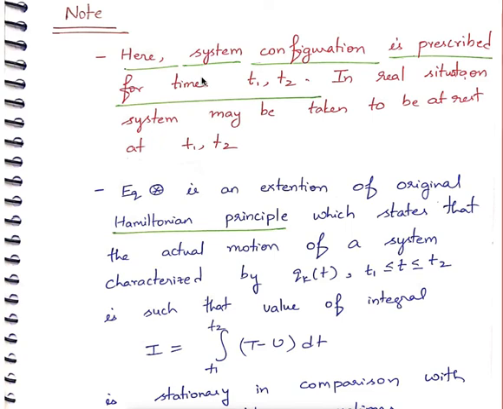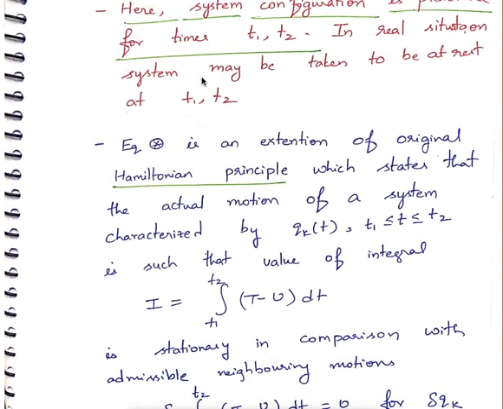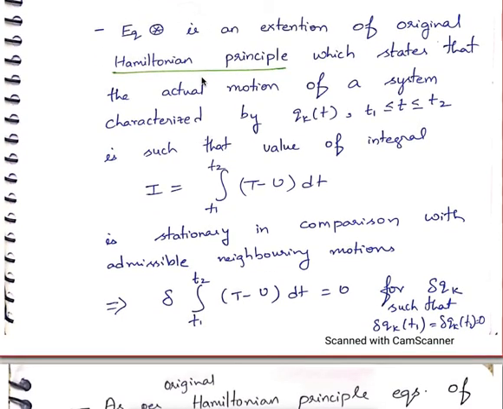Now, as I had said earlier, the Hamiltonian principle is written in multiple forms. The original form was actually not in terms of variation, but was stated differently. Originally, the Hamiltonian principle stated that the actual motion of a system, characterized by the generalized displacements qk of t, is such that the integral I, defined as the integral from T1 to T2 of T minus U dt, is stationary in comparison to admissible neighboring motions.